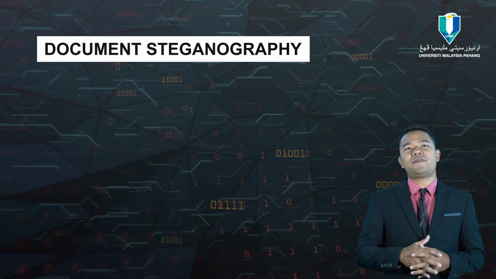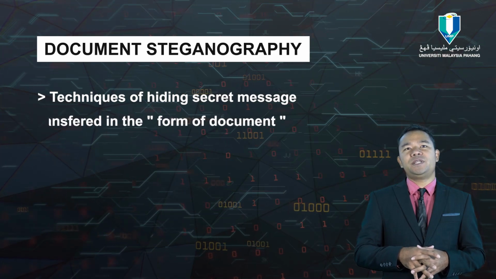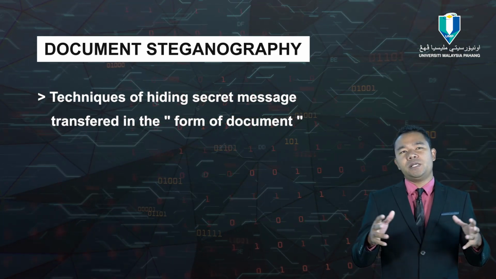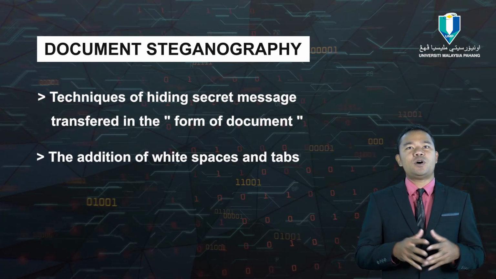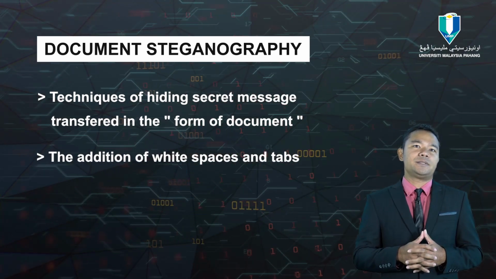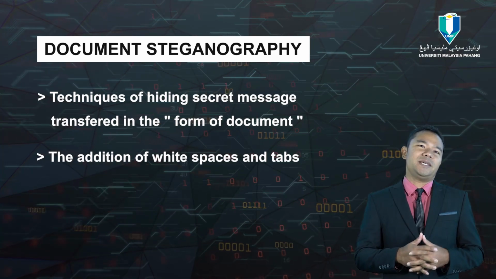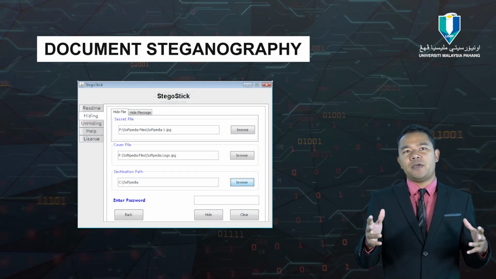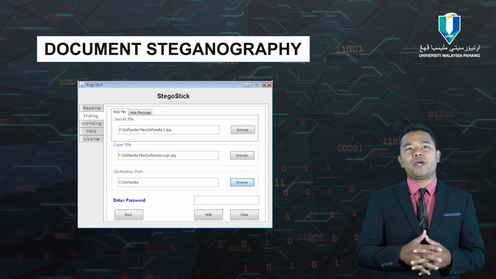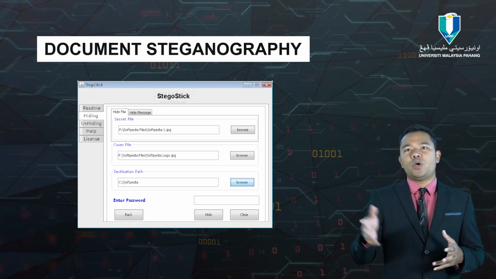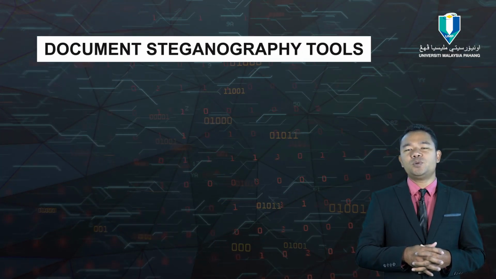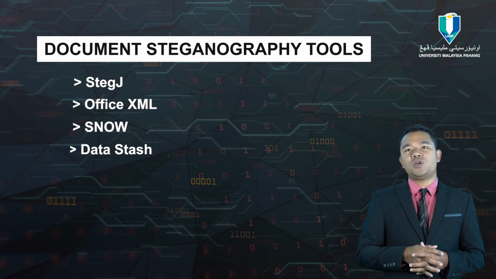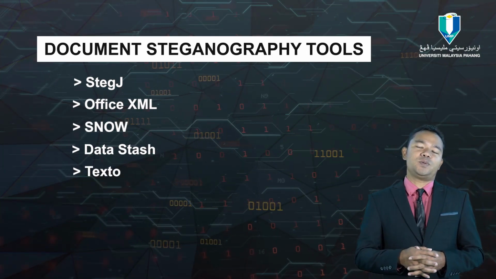Document steganography. Document steganography is a technique of hiding a secret message in the form of a document. It includes the addition of white space or tabs at the end of the line. We also have steganography that hides any file or message in an image (BMP, JPG, GIF), audio, video, or any other format. We also have document steganography tools such as SNOW, Office XML, DataStage, and Texto.